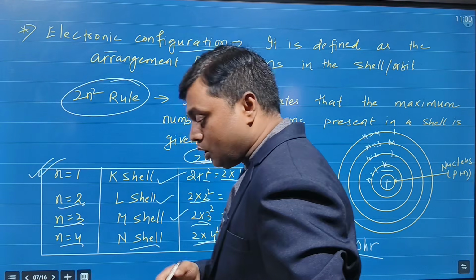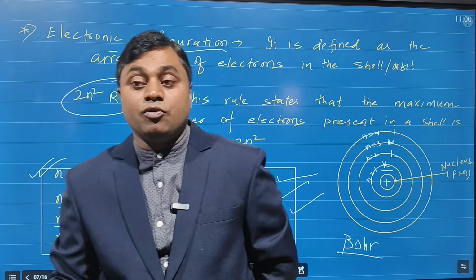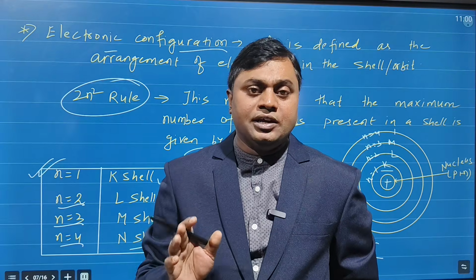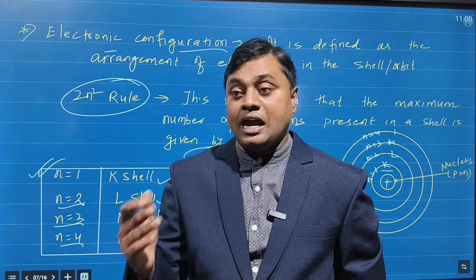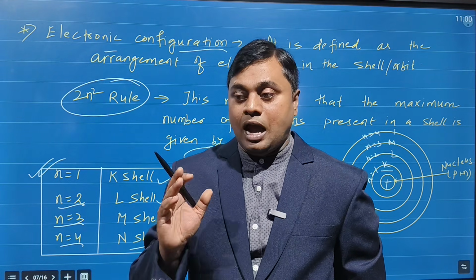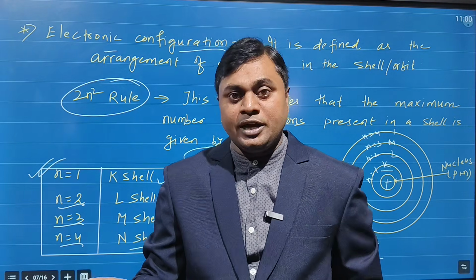We should also remember, while doing the electronic configuration, if the valence electron is 8, we will give. More than 8 we cannot give, like 9, 10 we cannot give. Either 8 or 18. Okay.